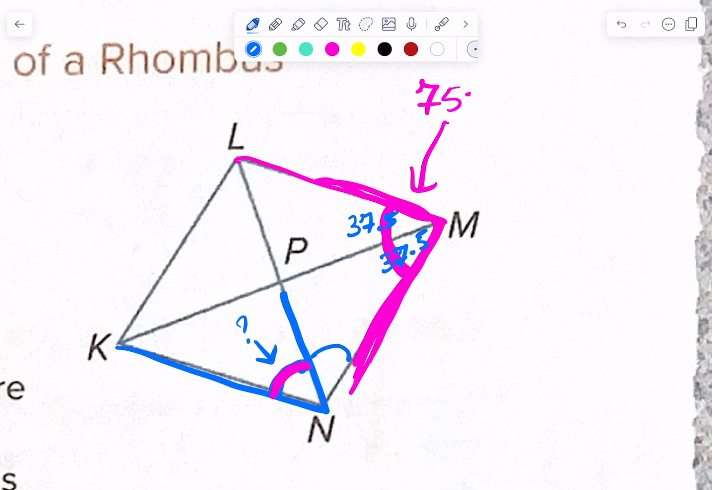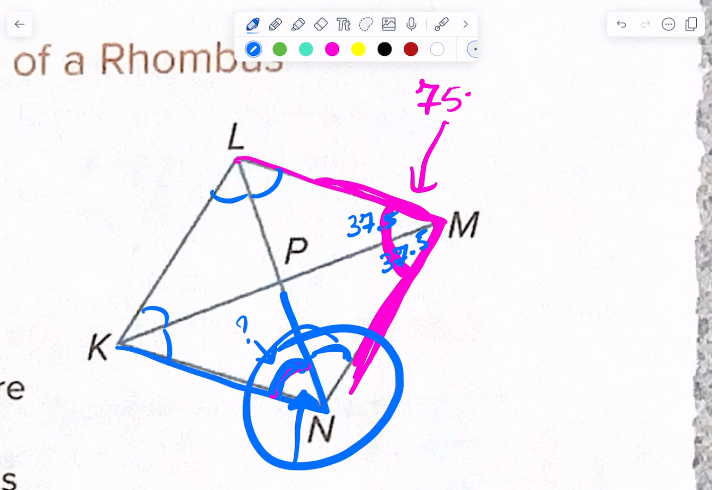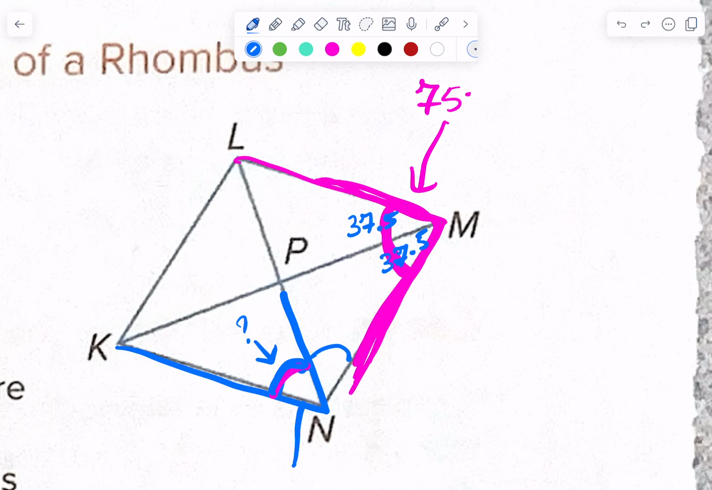So is this 37.5 and this 37.5? We're trying to find this one right here. This ain't no square. Is that 37.5? Because then they would all be 37.5s, right? But I don't think that's true because this angle is not the same as that one. I don't think that's going to work. What else would you like to do? You've got enough information.